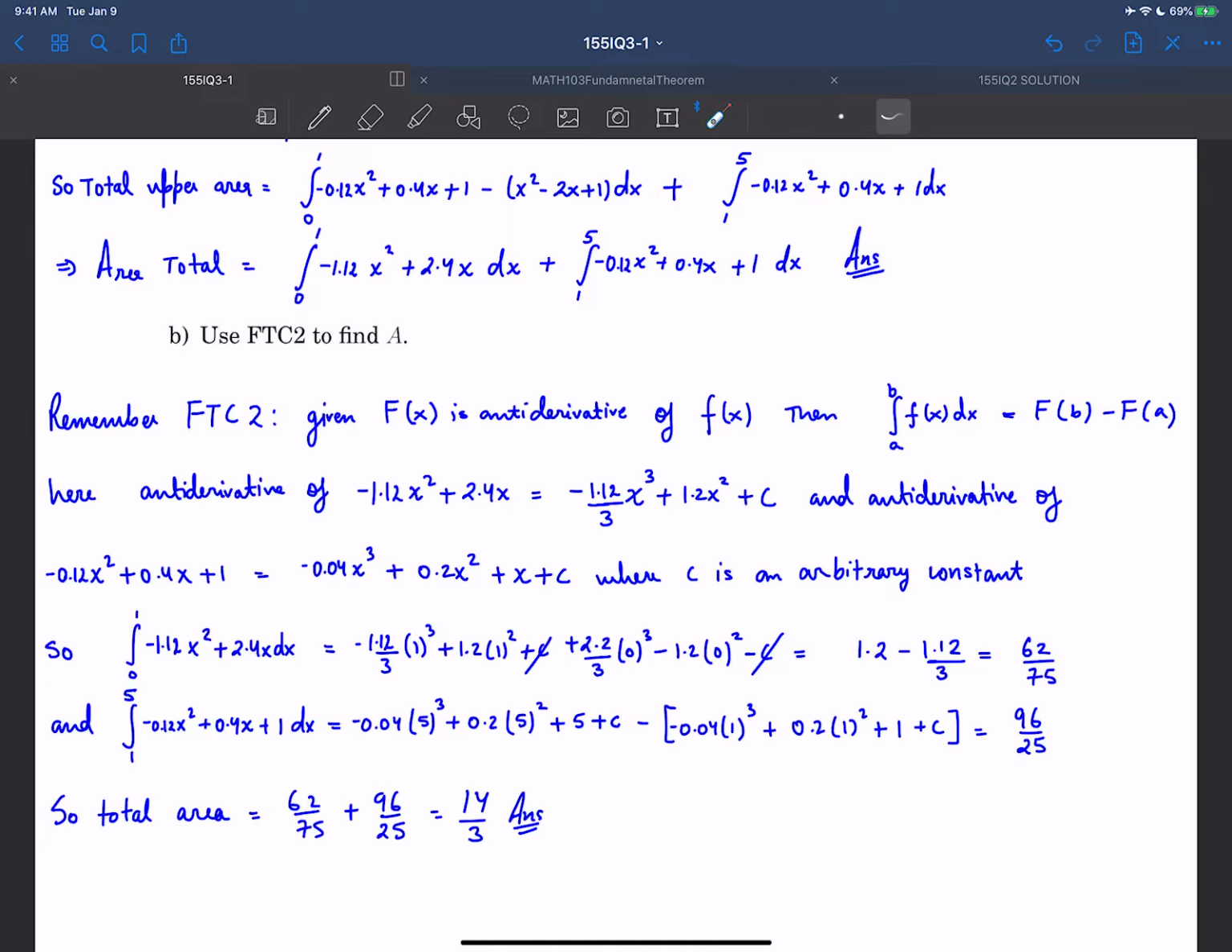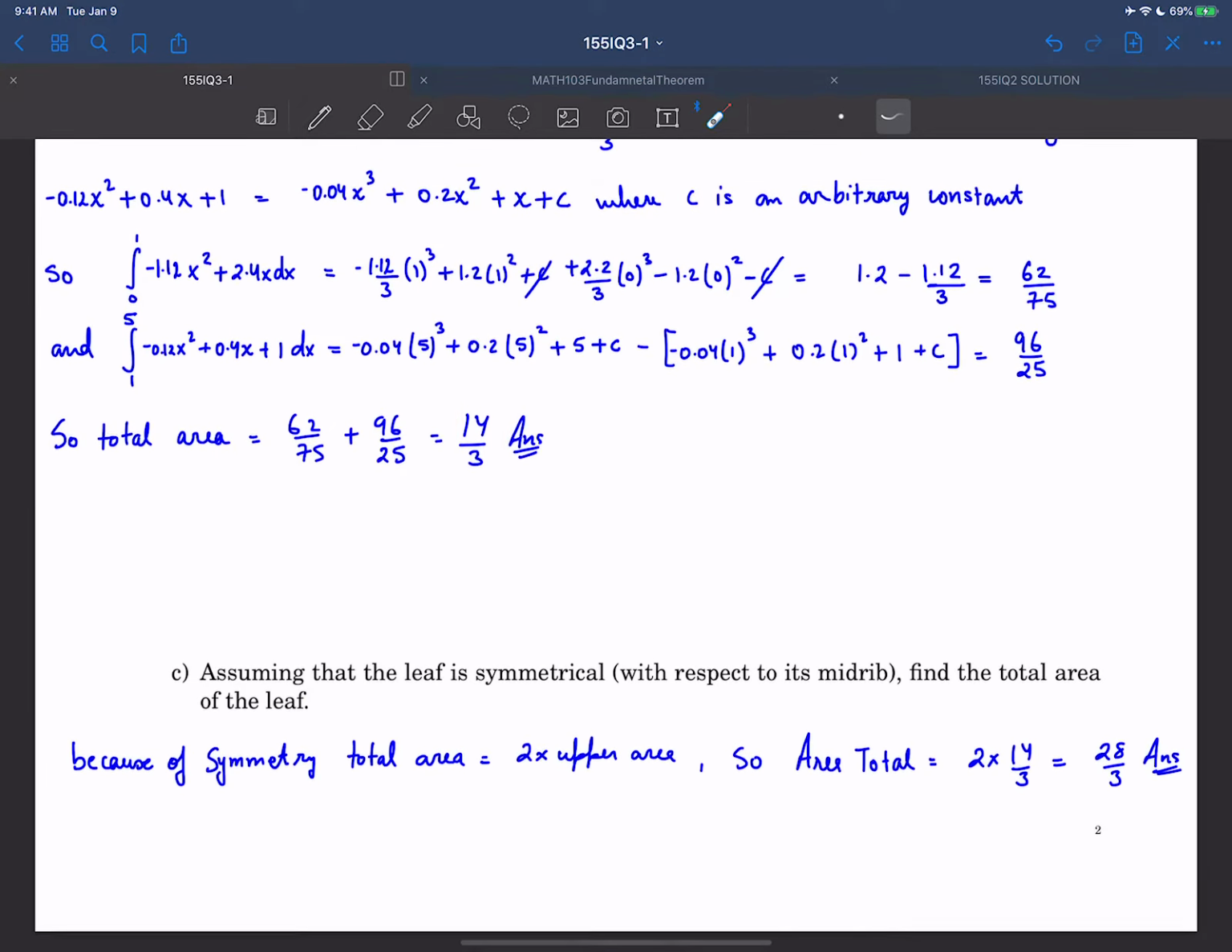Because we got the total area as the sum of these integrals, we add up these numbers. When you add up 62 over 75 plus 96 over 25, your final answer is going to be 14 over 3. So the area of the leaf's upper portion is just 14 over 3.